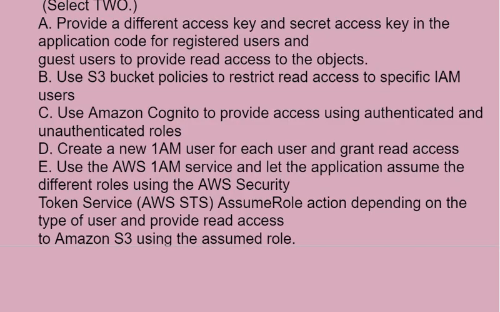Option E. Use the AWS IAM service and let the application assume the different roles using the AWS Security Token Service (AWS STS) AssumeRole action depending on the type of the user, and provide read access to Amazon S3 using the assumed role.